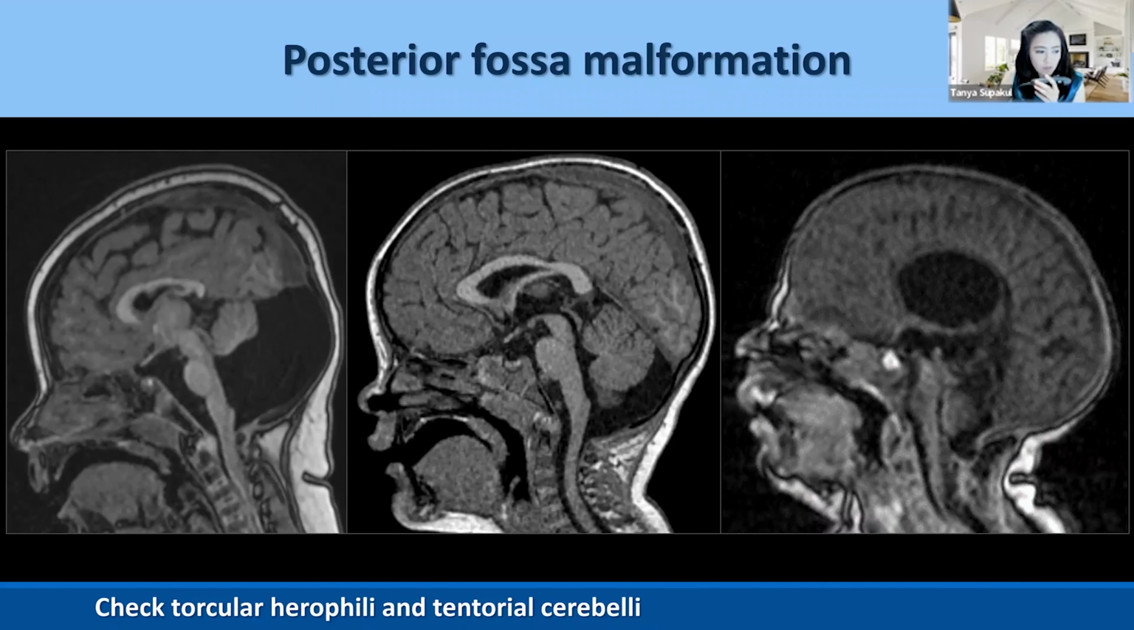In terms of posterior fossa malformation, the couple of things that you need to check are the position of the torcula herophili and the tentorium cerebelli, to decide whether the posterior fossa is a normal size, a big posterior fossa, or a small posterior fossa. That is the main thing. In the first patient, you can see the elevation of the torcula herophili, so this is a big posterior fossa. This is a normal posterior fossa. And the third one is small because of a steeper angle of the torcula herophili and the tentorium cerebelli.